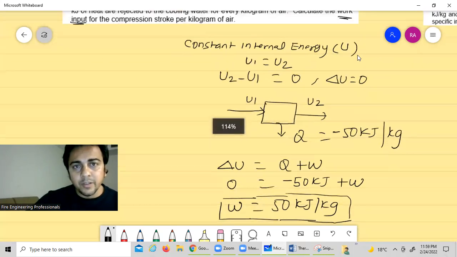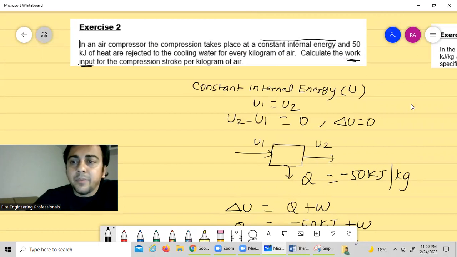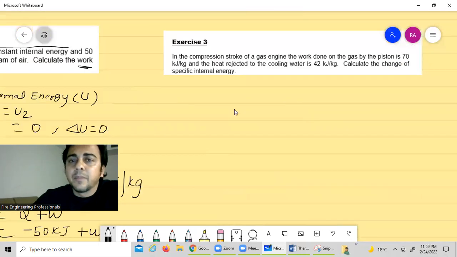So here we have the positive 50 kilojoule. The work is positive here because the question says the work is input, right? So in this case, the system gets some energy. So the sign is positive.